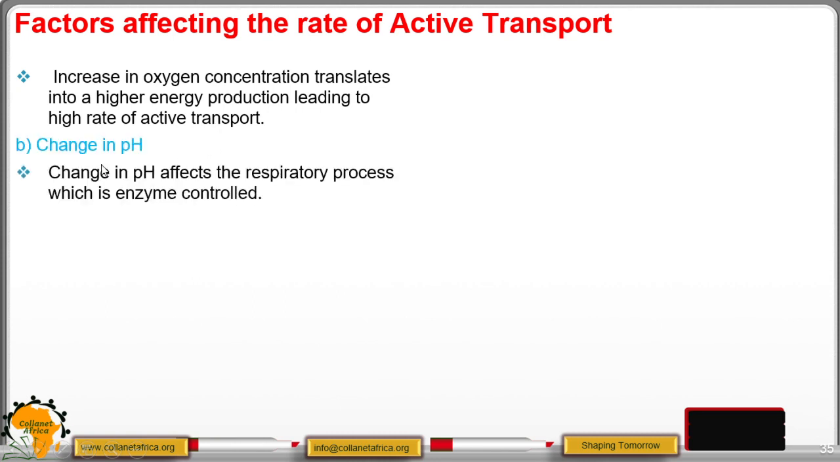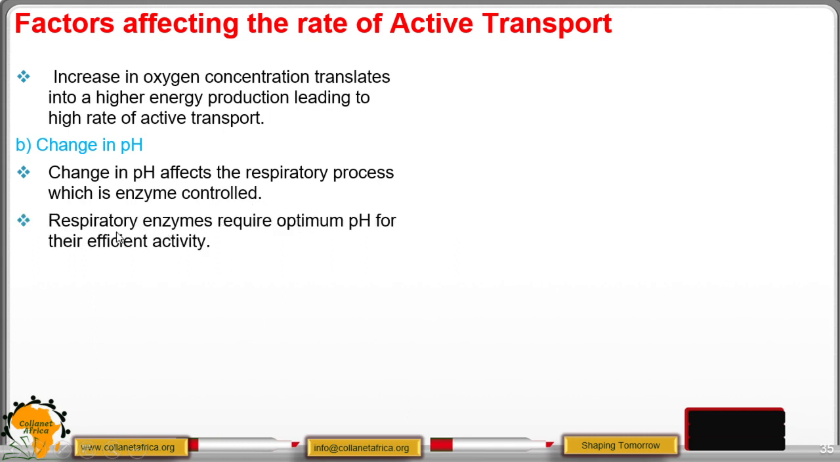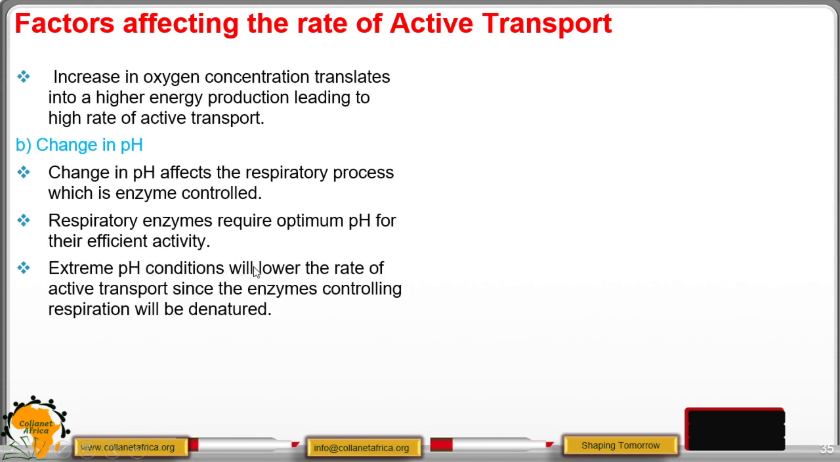The other factor is pH. Changes in pH affect the respiratory process, which is an enzyme-controlled reaction. Respiratory enzymes require optimum pH for their efficient activity. Extreme pH conditions lower the rate of active transport, since the enzymes controlling the respiration will be denatured or destroyed. So there must be optimum pH for enzymes to function effectively. Otherwise, they will be destroyed in cases of extreme high pH or even low pH.